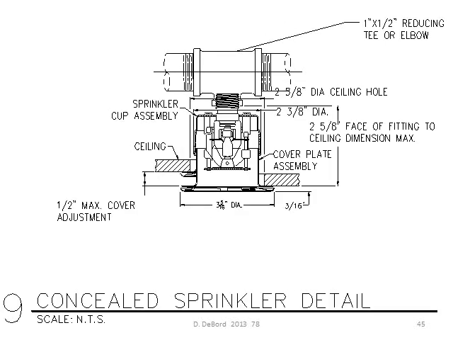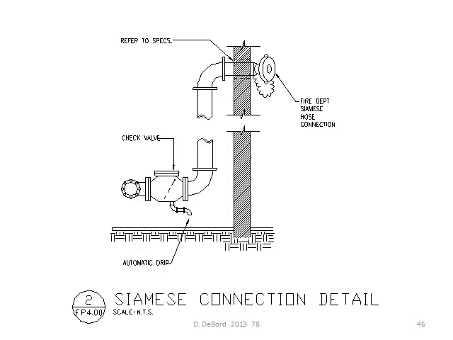This is a concealed sprinkler detail. They won't all be exactly like this, but you can see the cover plate here on the ceiling. It's showing two variations to show the range, so take a look at it, you can get some ideas. This is a Siamese connection detail.